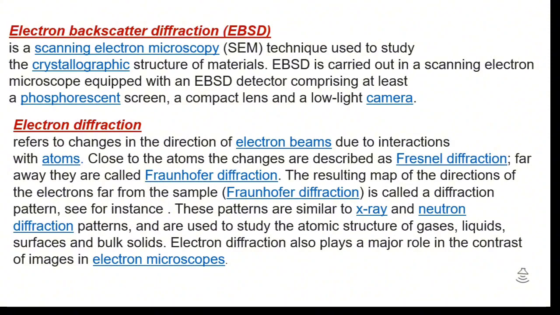The resulting map of the directions of the electrons far from the sample, Fraunhofer diffraction, is called a diffraction pattern. For instance, these patterns are similar to X-ray and neutron diffraction patterns, and are used to study the atomic structure of gases, liquids, surfaces, and bulk solids. Electron diffraction also plays a major role in the construction of images in electron microscopes.